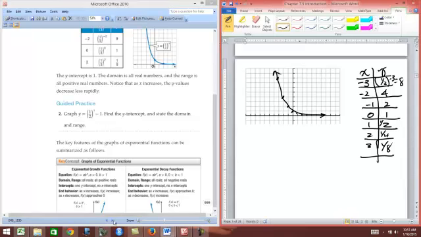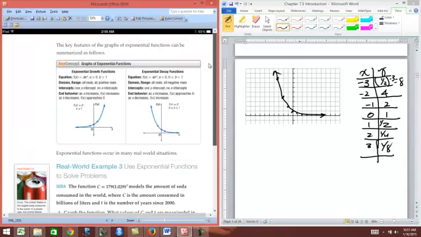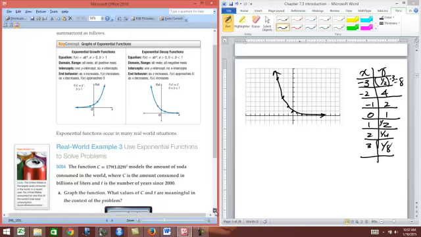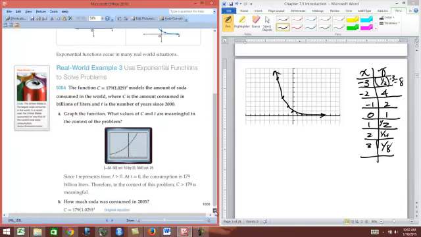So let's go to the next page, where they've got this whole thing here. Key features of exponential functions are summarized as follows. With a b to the x, they've got exponential growth and exponential decay. The difference between them: for exponential growth, b is greater than 1. For exponential decay, b is less than 1 and greater than 0. And then we have tons and tons of real-world examples that use this.